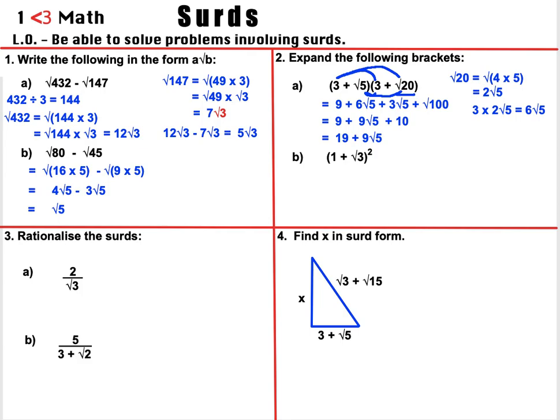Now when you have a bracket squared, it's the bracket times itself. So that's always something to look out for. Again, we go through the FOIL process for this. 1 times 1 is 1. 1 times root 3 is root 3.